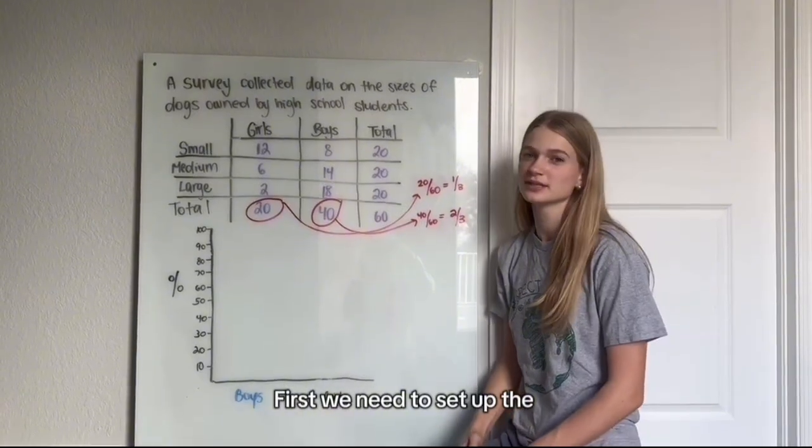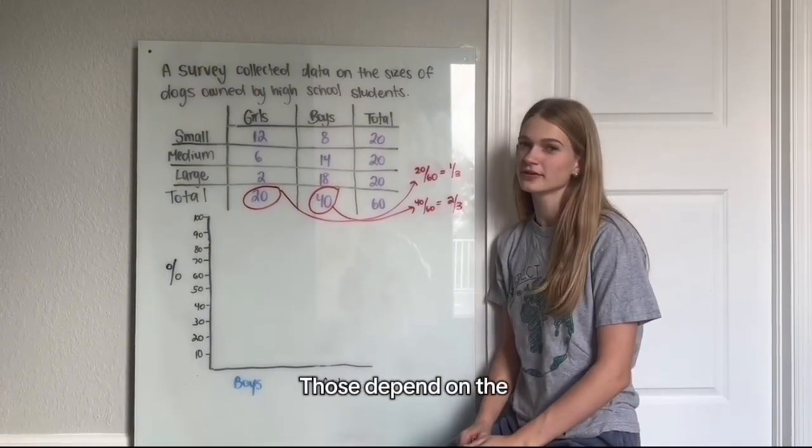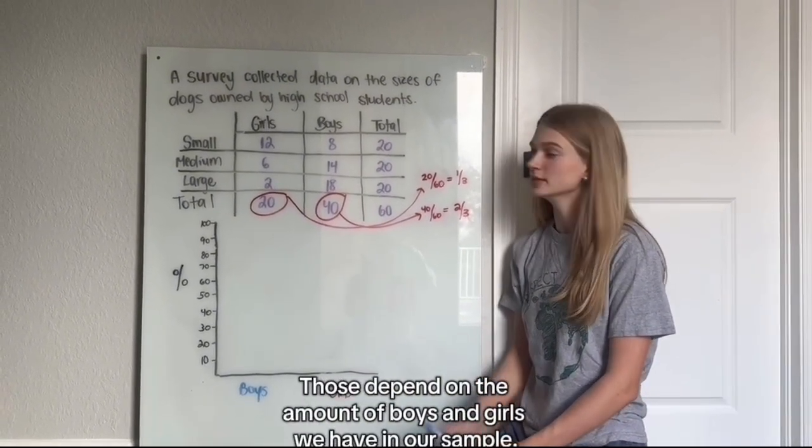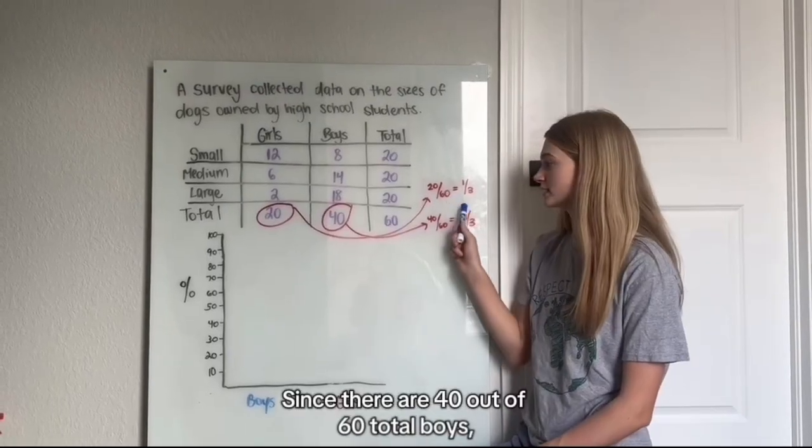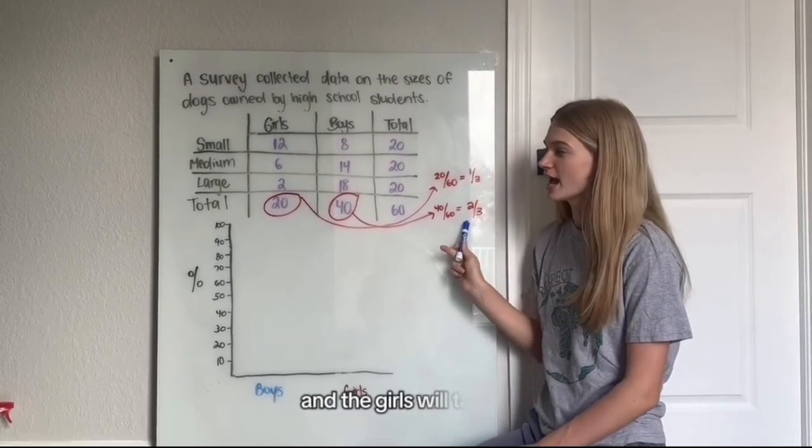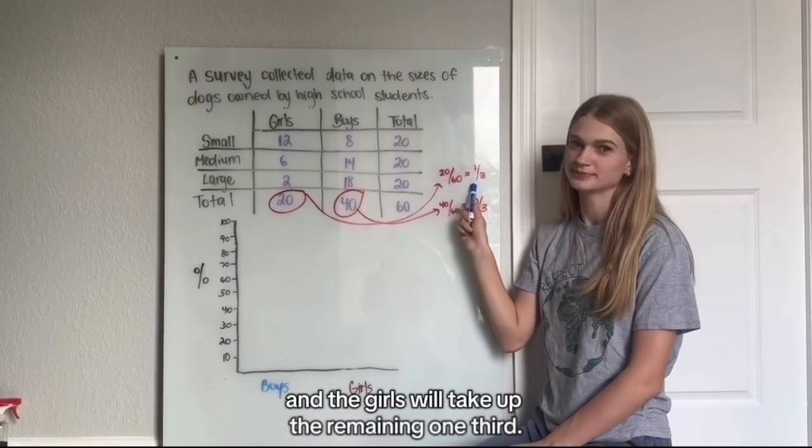First, we need to set up the widths of our mosaic plot. Those depend on the amount of boys and girls we have in our sample. Since there are 40 out of 60 total boys, they will take up 2/3 of our graph, and the girls will take up the remaining 1/3.